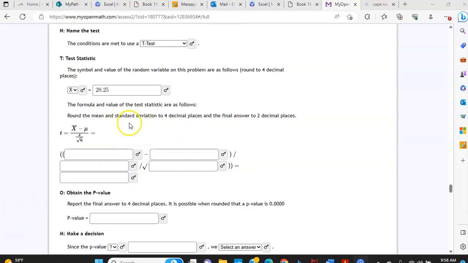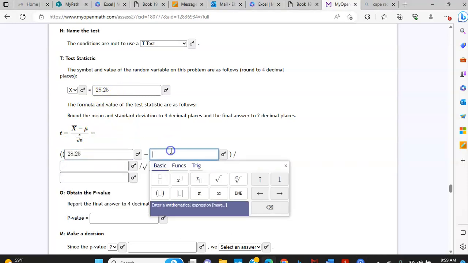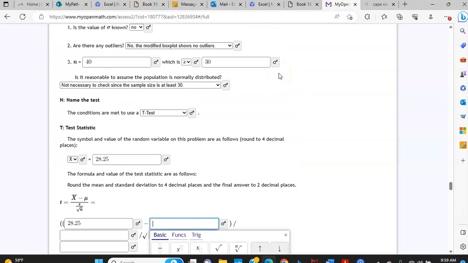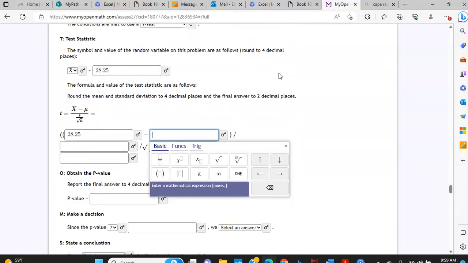Now, the confusing part of this next part is all of these blanks are really just asking us to fill in the formula for the t statistic. And these questions are sort of giving themselves away, just because we see that t statistic written there. All right, so we need x bar, which is 28.25. That goes in the first blank, minus our mean from the hypothesis test, which was 18.125.